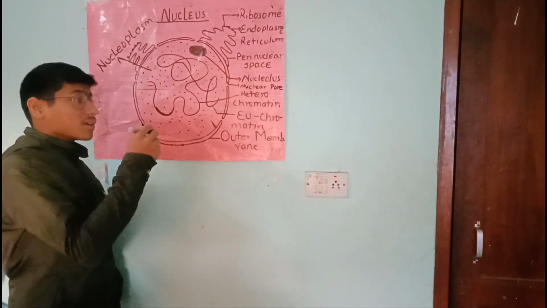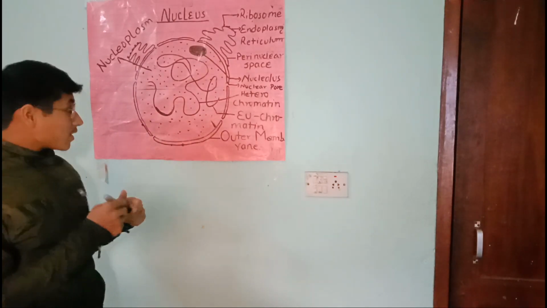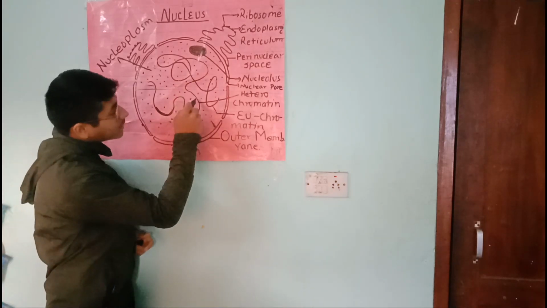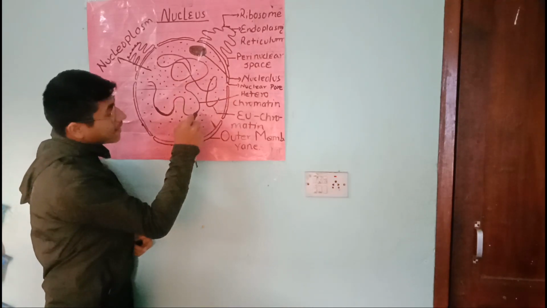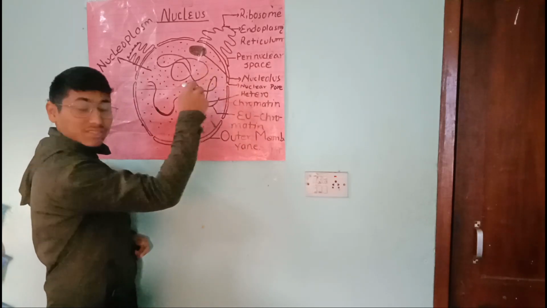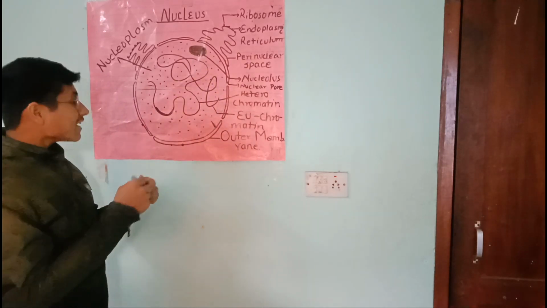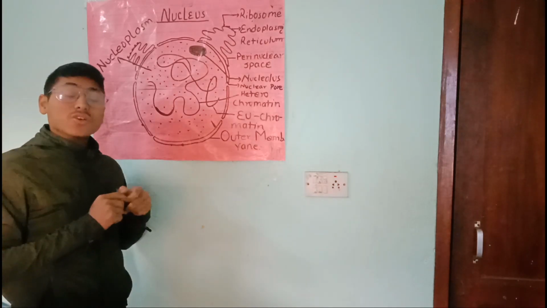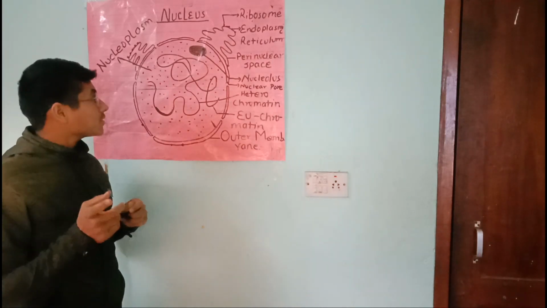Now let us discuss euchromatin. Euchromatin means the type of chromatin that is loosely arranged. Look, this is euchromatin. It is loosely arranged and has a light stain, which is known as euchromatin. It is genetically active and shows the process of transcription.